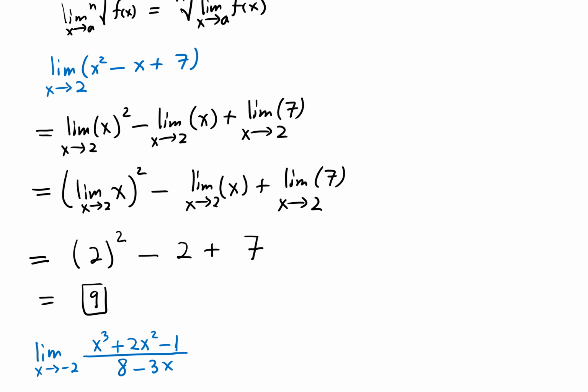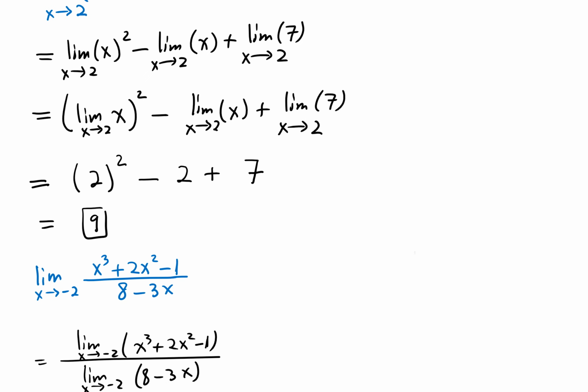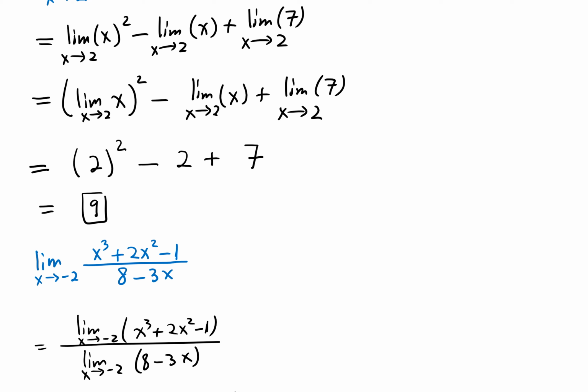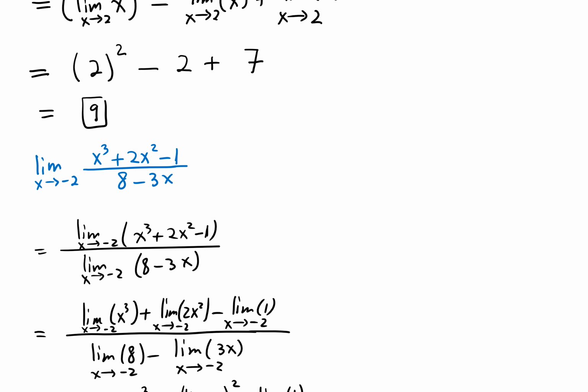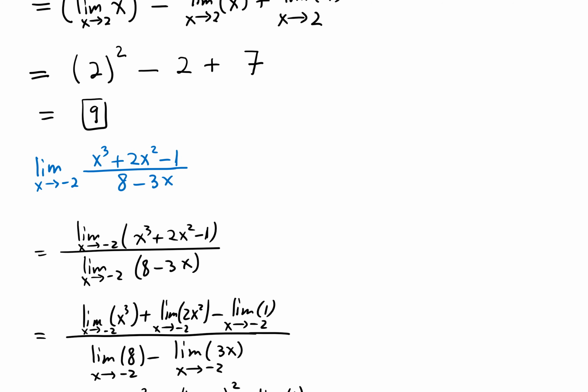Next one. Try this one step by step. Here we have a quotient, so the limit of the quotient is the quotient of the limits. Then we take the top one by itself by passing the limit for each one of them, and the same thing for the denominator. I know this looks very tedious, but it's required.